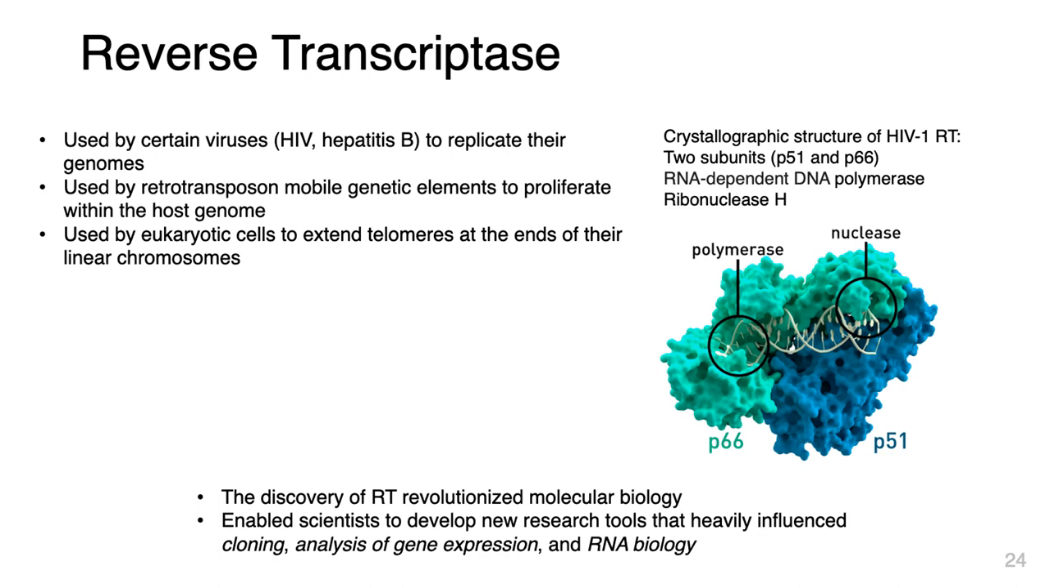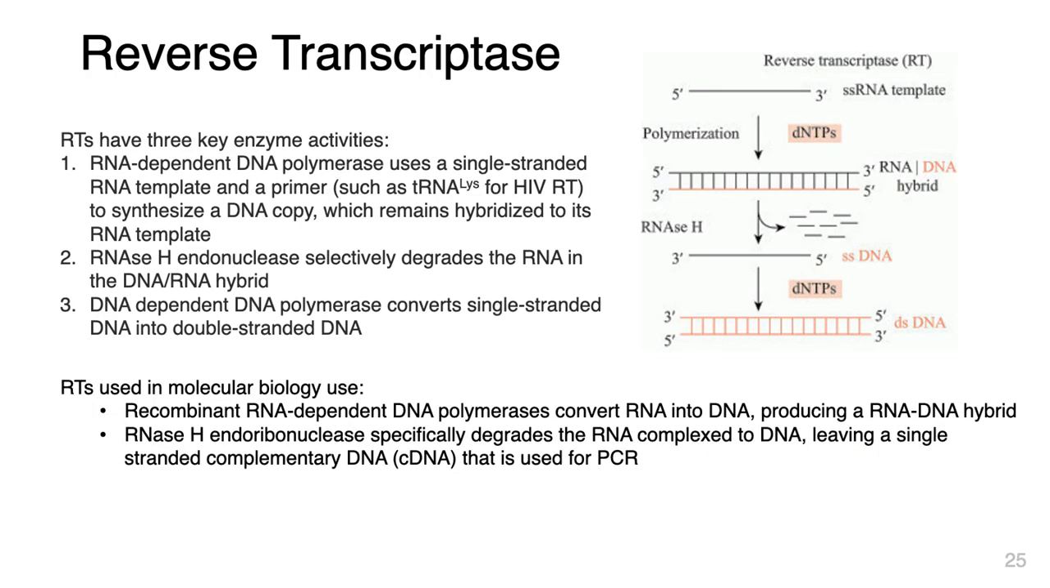The discovery of RT revolutionized molecular biology, enabled scientists to develop new research tools that heavily influenced cloning, analysis of gene expression, and in particular, RNA biology. Reverse transcriptase has three key enzyme activities. The first is an RNA-dependent DNA polymerase that uses a single strand of RNA template and a primer, such as a tRNA lysine for HIV RT, to synthesize a DNA copy. This remains hybridized to the original RNA template.